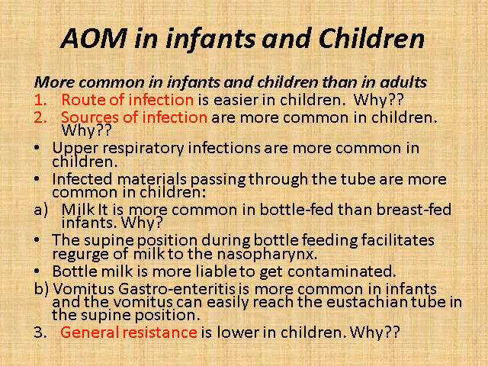What about the sources of infection? Sources of infection are also more common in children, as we earlier mentioned. What were the sources of infection? The upper respiratory tract infections, which are more common in children, and the infected material, whether the milk or the vomitus. The milk is more common. The bottle-fed children are more susceptible than the breastfed infants.